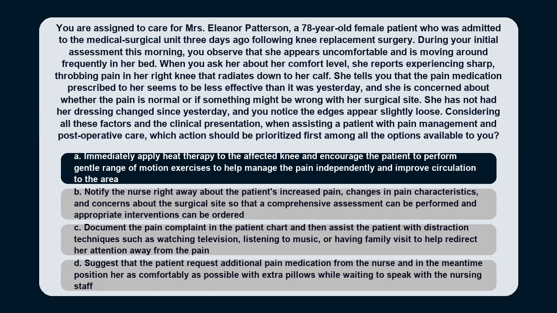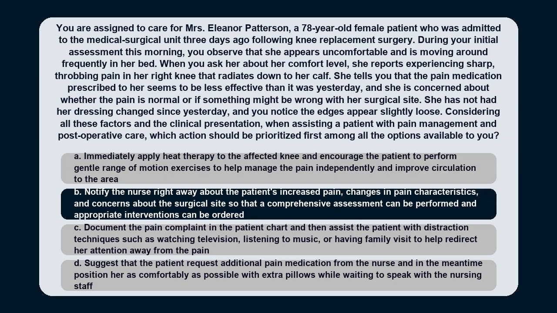Option A. Immediately apply heat therapy to the affected knee and encourage the patient to perform gentle range of motion exercises to help manage the pain independently and improve circulation to the area. Option B. Notify the nurse right away about the patient's increased pain, changes in pain characteristics, and concerns about the surgical site so that a comprehensive assessment can be performed and appropriate interventions can be ordered.